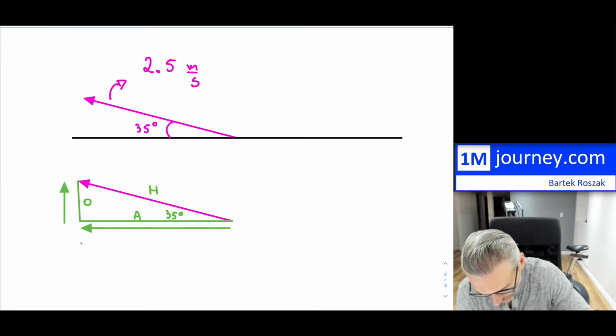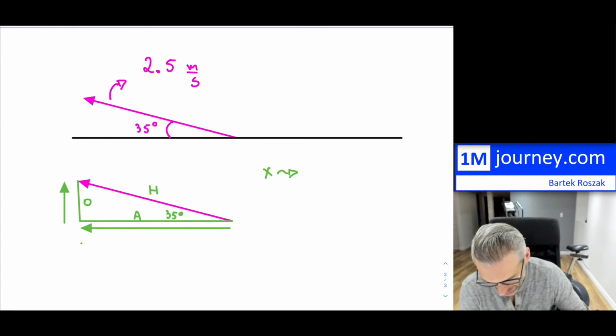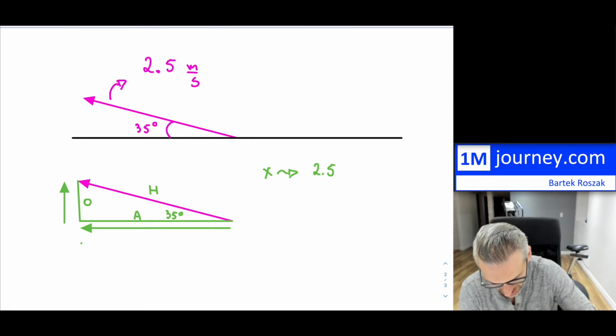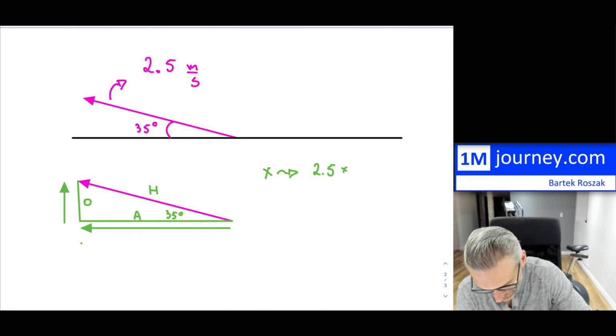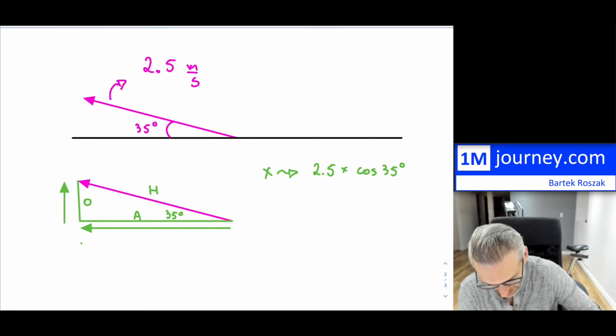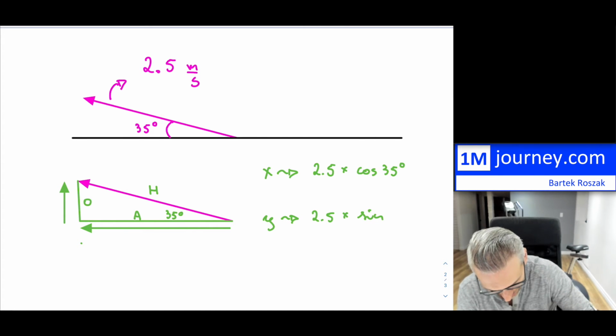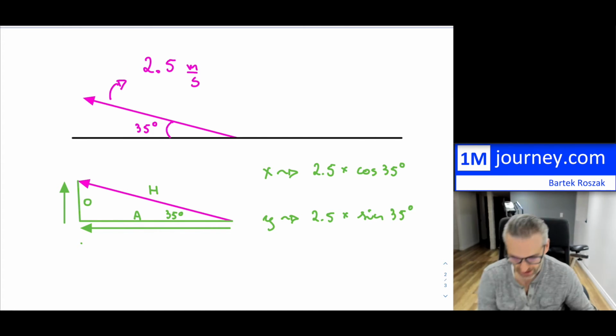So if you want to find your x component, that would have been your hypotenuse, so we would need to know what that is. Well, it's 2.5 meters per second, multiplied by the x component, the cos of that angle, which is 35 degrees. Your y component would have been 2.5 multiplied by the sine of that angle, which is 35 degrees. And this is where your sines and cosines become really handy.